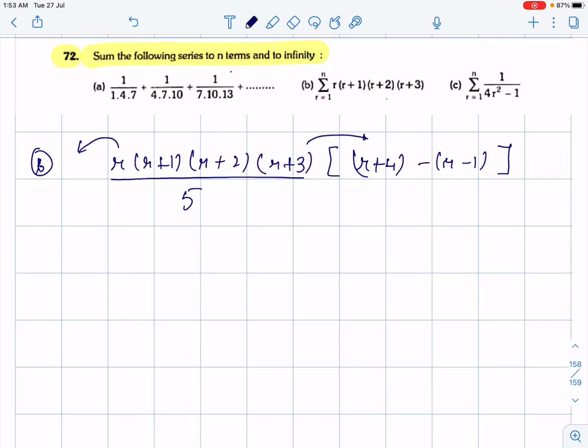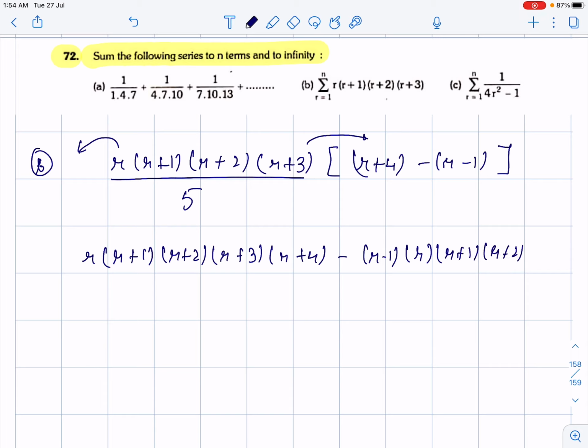Now just write all the things like it. r into (r plus 1) multiplied by (r plus 2) multiplied by (r plus 3) multiplied by (r plus 4) minus (r minus 1) multiplied by r multiplied by (r plus 1) multiplied by (r plus 2) multiplied by (r plus 3). So this will be the value of T_r over here, and the complete thing we have to divide by 5. This is T_r we know.